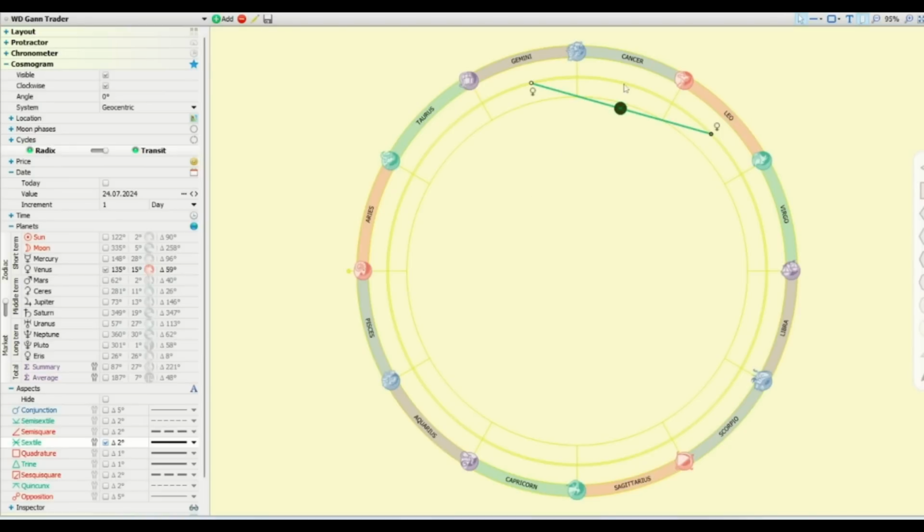Now here you can see two Venus. This is our first Venus, which is of the radix part, whose position we are not going to change as it is fixed on the birth date of Nifty. And this is our second Venus, which is of the transit part, whose position we are going to change to find the reversal date. That's all about the setting part for today's strategy.